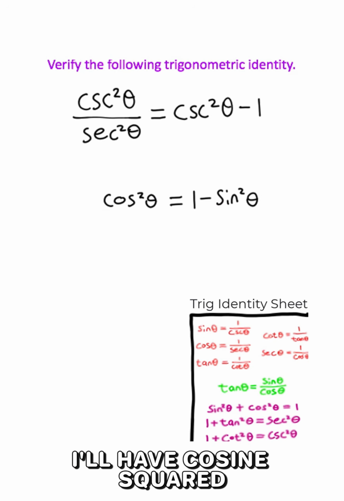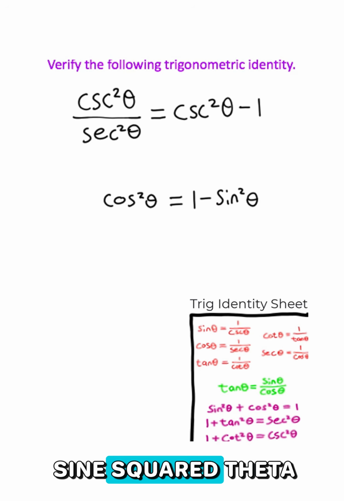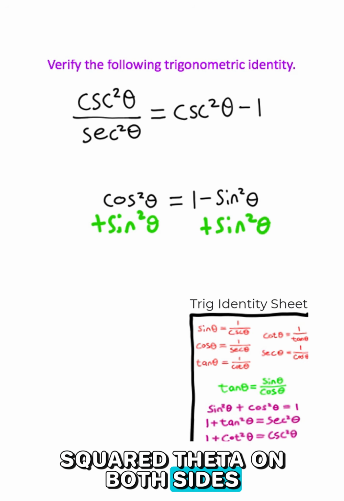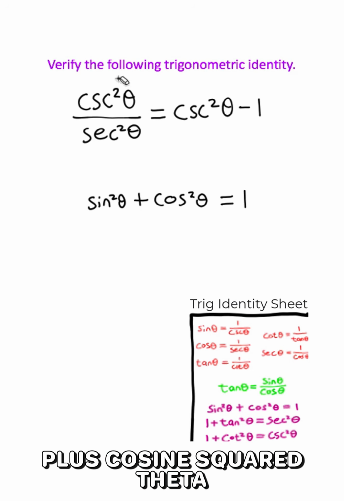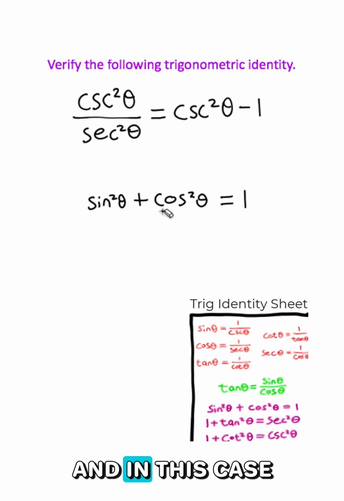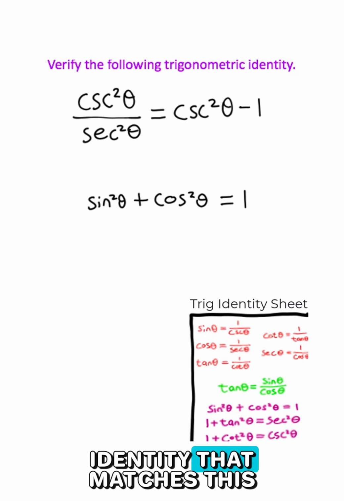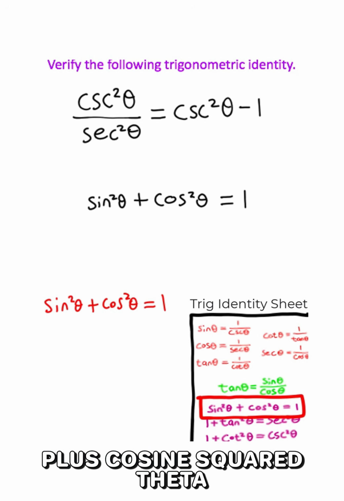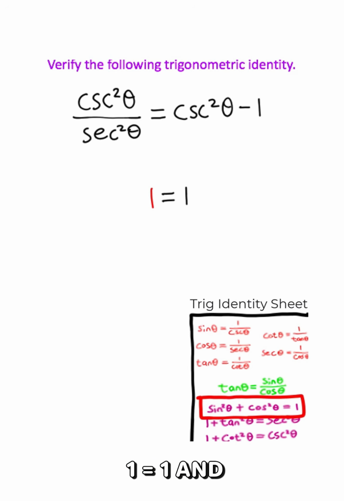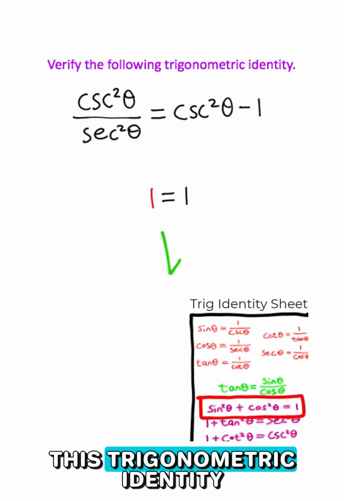So in this case, I'll have cosine squared theta equals 1 minus sine squared theta. I'll add the sine squared theta on both sides, and I'll get cosine squared theta plus sine squared theta equals 1, or sine squared theta plus cosine squared theta, I should say, equals 1. And in this case, we have a trigonometric identity that matches this. So if I take 1 and plug it in for sine squared theta plus cosine squared theta, I'll just get that 1 equals 1. And this is a true statement, so we have proven this trigonometric identity.